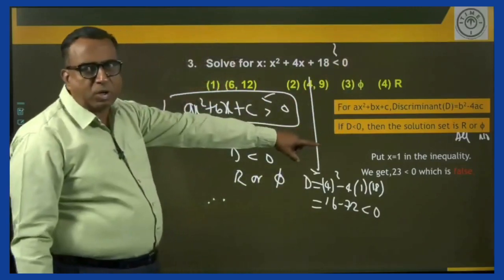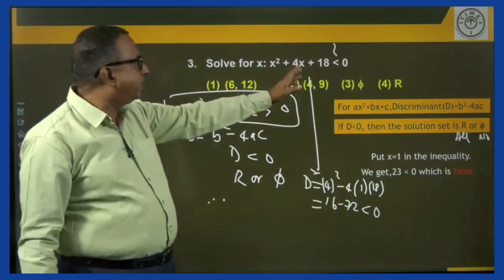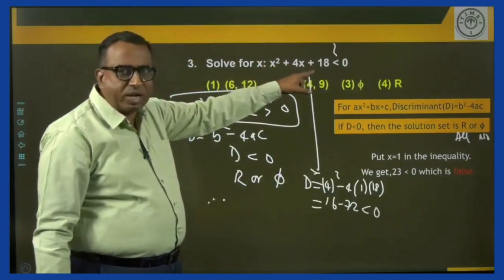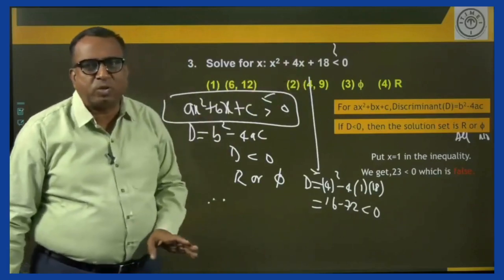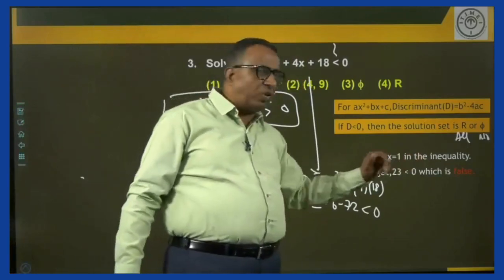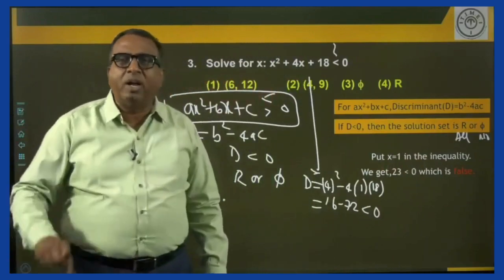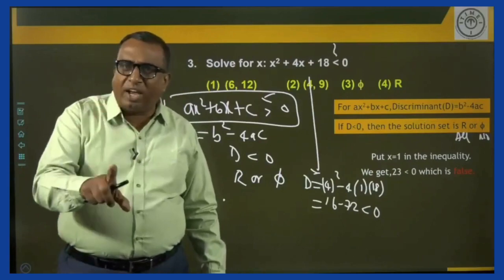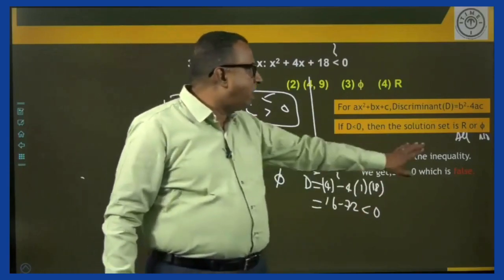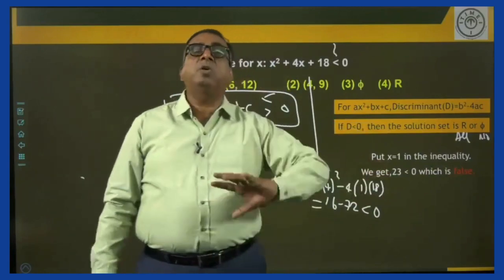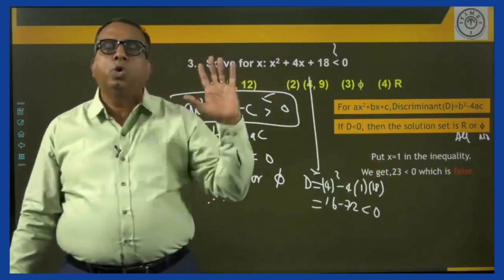If I substitute x equal to 1 here, I get 1 plus 4, 5, plus 18 is 23. 23 less than 0. Is 23 less than 0? No, it is false. Therefore, what has happened? One number has failed to satisfy the inequality. Since one number failed, you cannot say all numbers. When you can't say all numbers, you have to say no number.